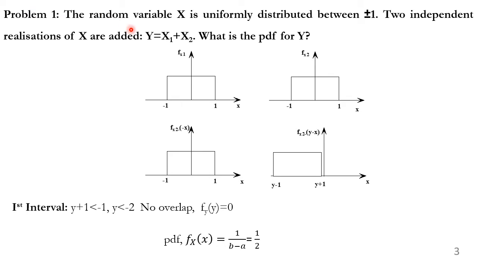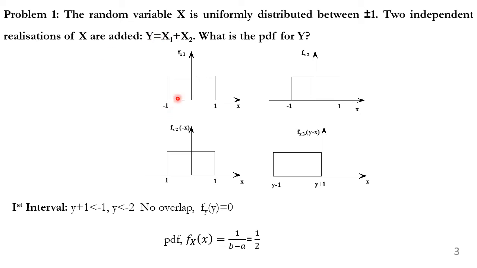X is a random variable which is uniformly distributed between plus or minus 1. Two independent realizations of x are added to obtain the new random variable y, that is y is equal to x1 plus x2. What is the PDF for y?